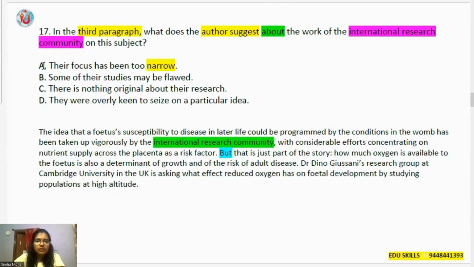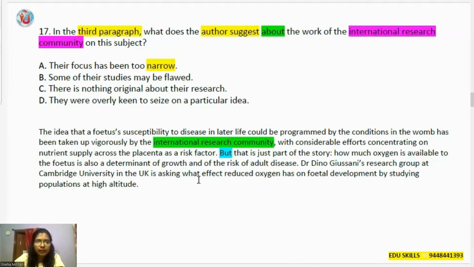Yes, question number 17. In the third paragraph, what does the author suggest about the work of the international research community on this subject? So the keywords in the question are mainly author suggest, and it is about the international research community. And where will we find this answer? We will find the answer in the third paragraph. As per our strategies in reading part C, we are following the QTA method, that is question, text and answer. So now let us read the text.